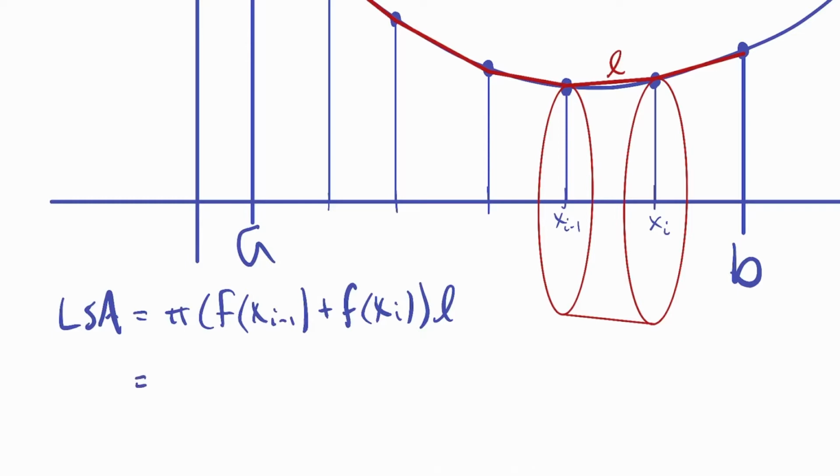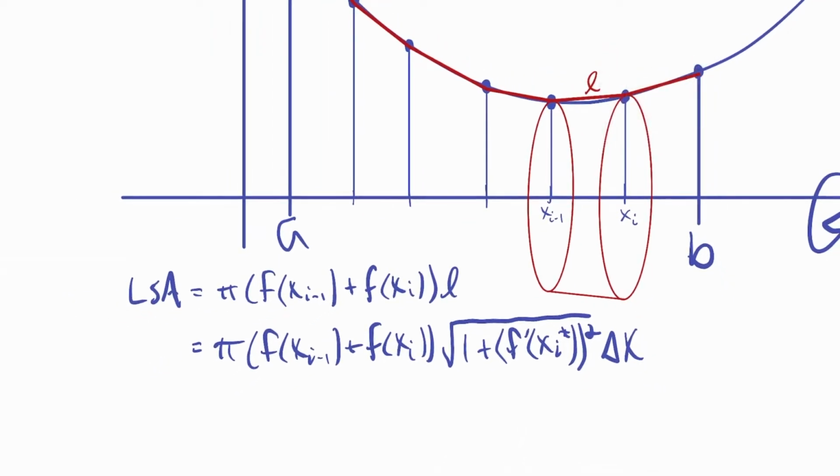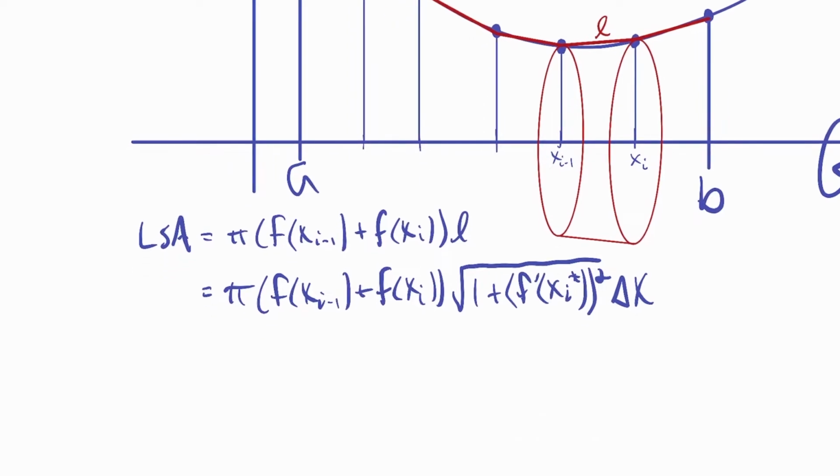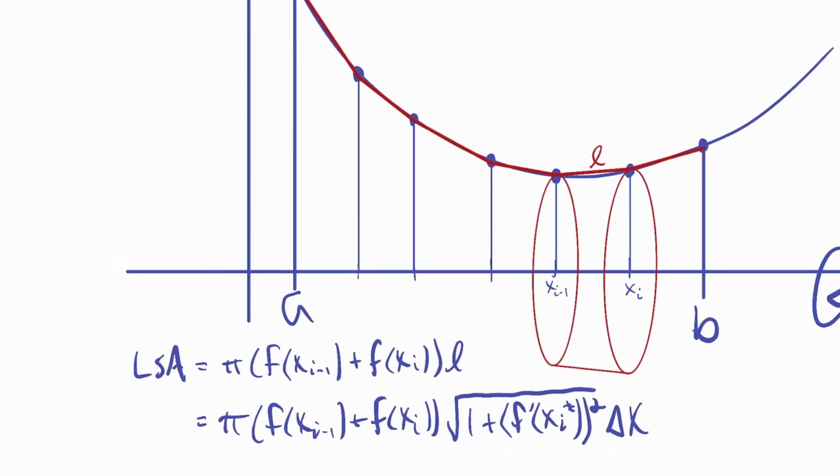So this equals pi times f of xi minus 1 plus f of xi times the square root of 1 plus f prime of xi star. So again, I'm borrowing from the arc length discussion earlier. So that is the lateral surface area of that frustum. And if we add them all up, then we'll get all of them, right? So the lateral surface area estimate for the whole thing.